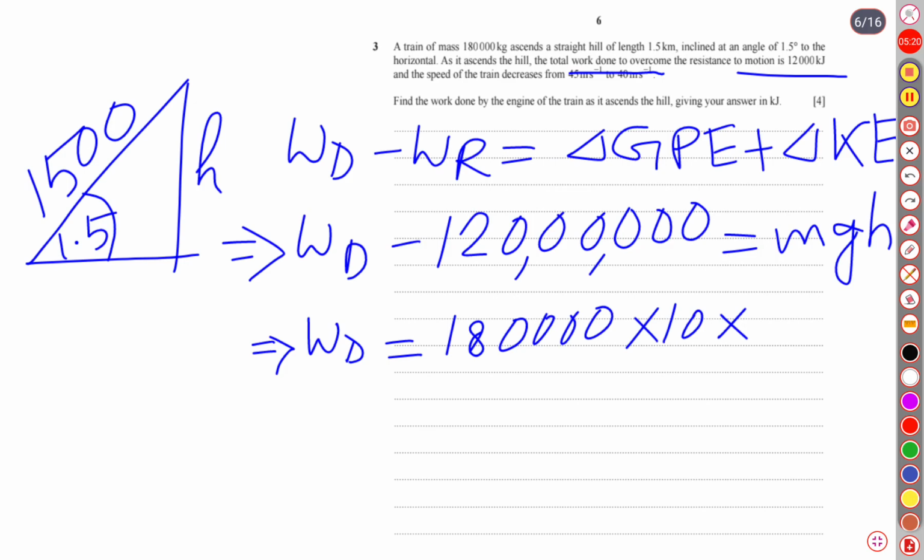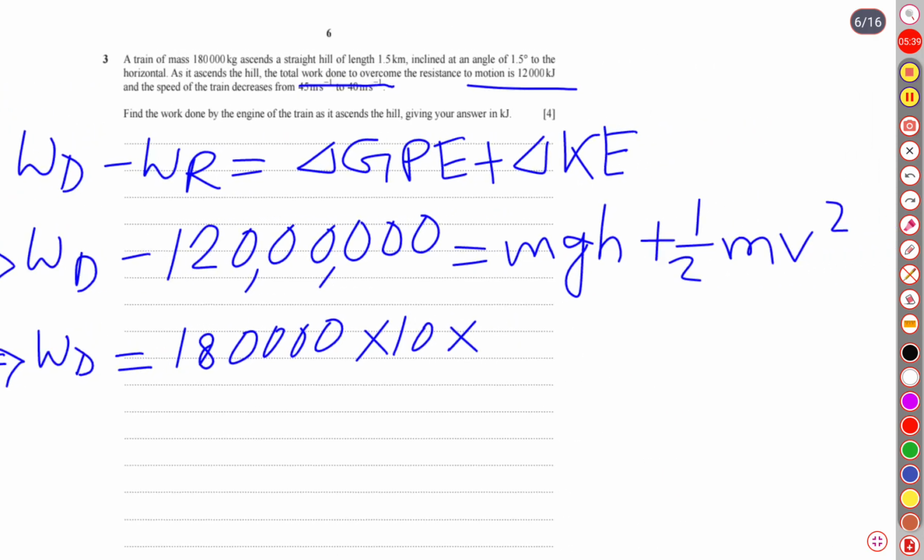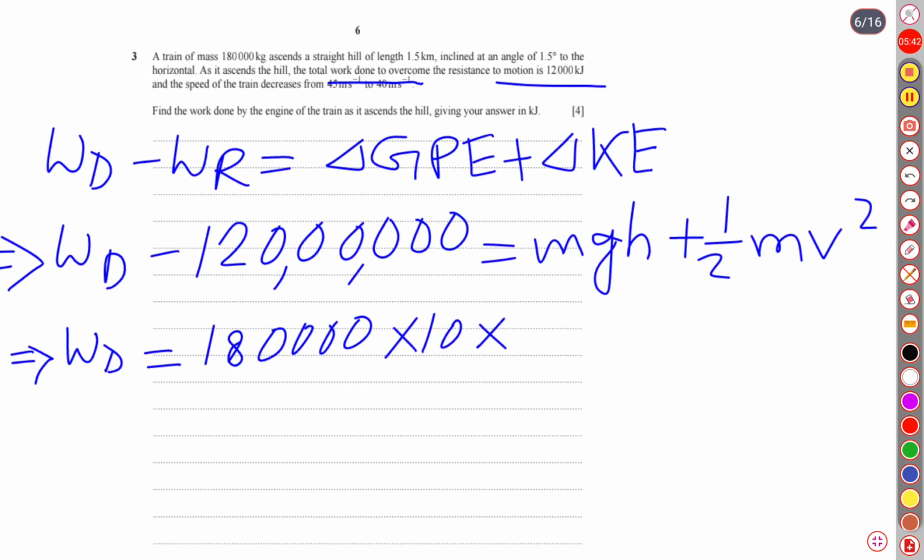Height is actually 1500, and this is the hypotenuse. Don't forget the concept of the Pythagorean theorem. Using a right angle triangle, we can find the height. So height is equal to 1500 sine 1.5 degree. Let it be written 1500, which was the hypotenuse, sine 1.5 degree. Well, this is mgh.